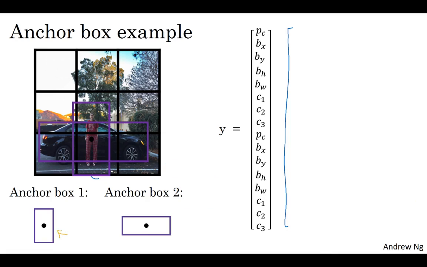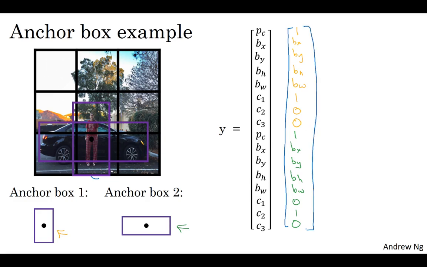So for the pedestrian, we're going to assign it to the top half of this vector. So yes, there is an object, there'll be some bounding box associated with the pedestrian, and if a pedestrian is class 1, then C1 is 1, and then 0, 0. And then the shape of the car is more similar to anchor box 2, and so the rest of this vector will be 1, and then the bounding box associated with the car, and then the car is C2, so that's 0, 1, 0. And so that's the label Y for that lower middle grid cell, that this arrow is pointing to.